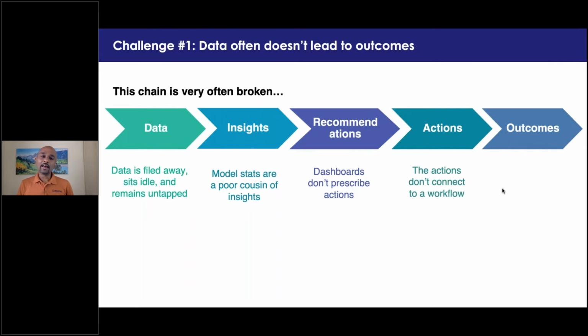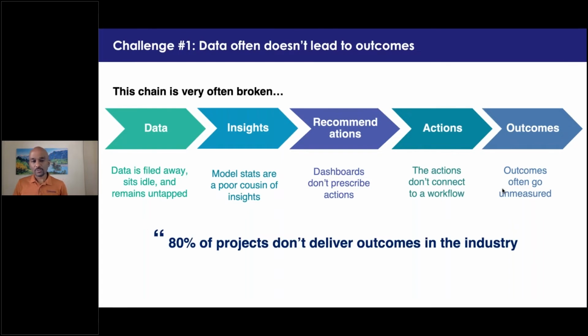And finally, actions. Even if you share the actions, they really don't connect to a workflow. They are very isolated, and over time, users stop using it. When you manage all of this and do all of these things right, you deliver the outcomes, but often the mistake is they don't measure these outcomes. So that's what I mean by a very tenuous chain, which is often broken. No wonder that 80% of projects don't deliver outcomes in the industry. This is a quote from Gartner.